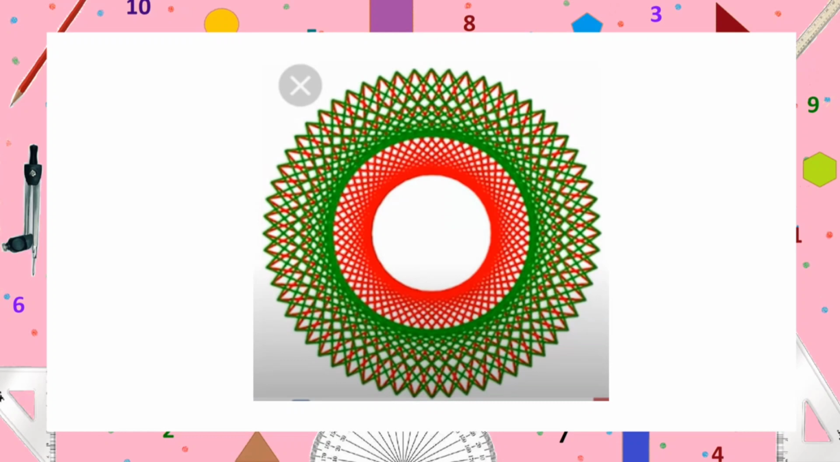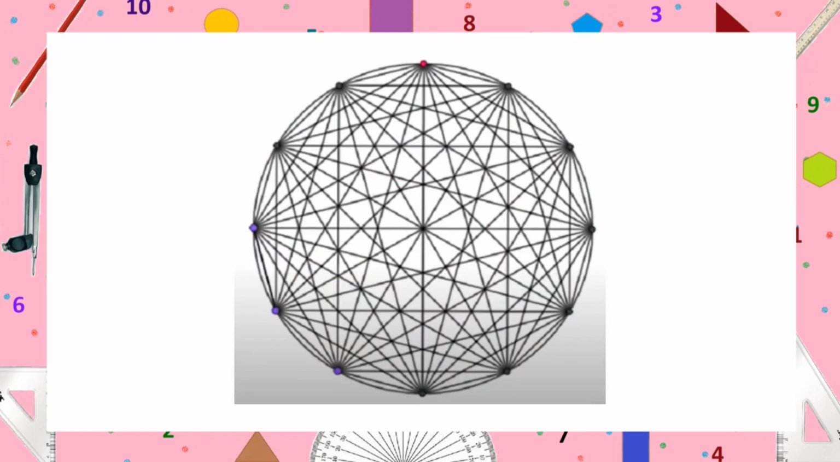Let's draw some simple patterns. Look at this pattern. Do you think this pattern is difficult to draw? No, you can draw this pattern. What are the instruments you need to draw this pattern? We need a compass to draw a circle, right? Then, what else do we need to draw this pattern? Yes, we need a scale and then a pencil, right?